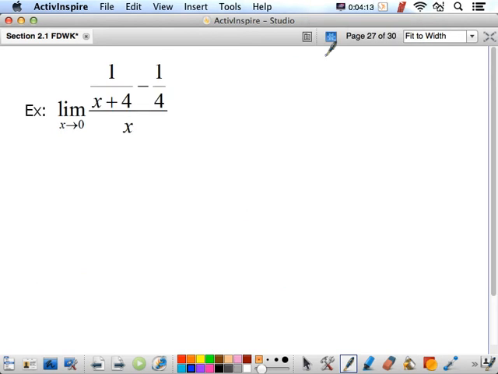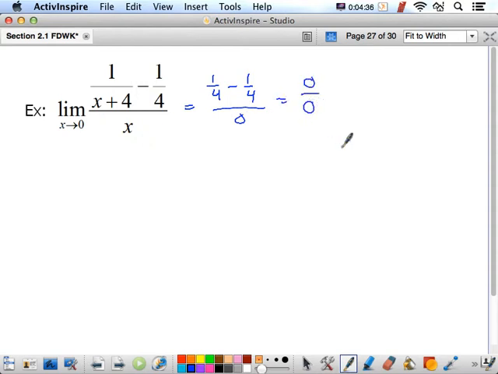For this example, we're looking at the limit as x approaches 0 of 1 over x plus 4 minus 1 over 4, all over x. What happens if we plug 0 in? Indeterminate. We get indeterminate form, right? We get 1/4 minus 1/4 over 0, which is 0 over 0.